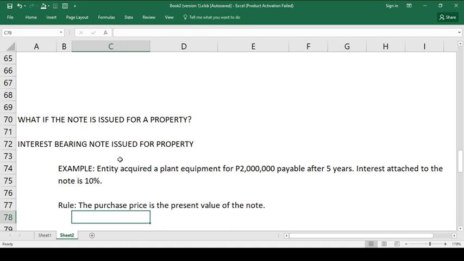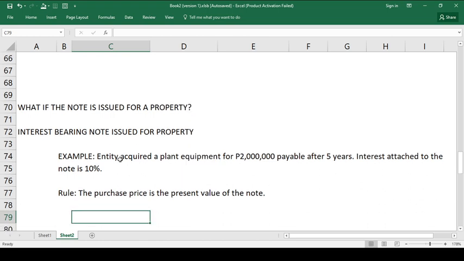Entity acquired a plant equipment for 2 million, which is the purchase price of the equipment na ina-acquire. Payable after 5 years. So, babayaran after 5 years. Interest attached to the note is 10%. So, how are we going to prepare an entry on that particular example?